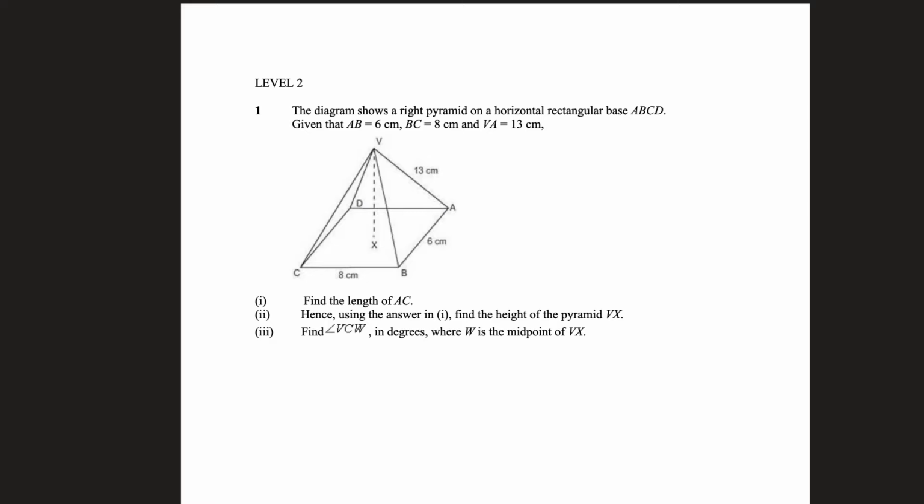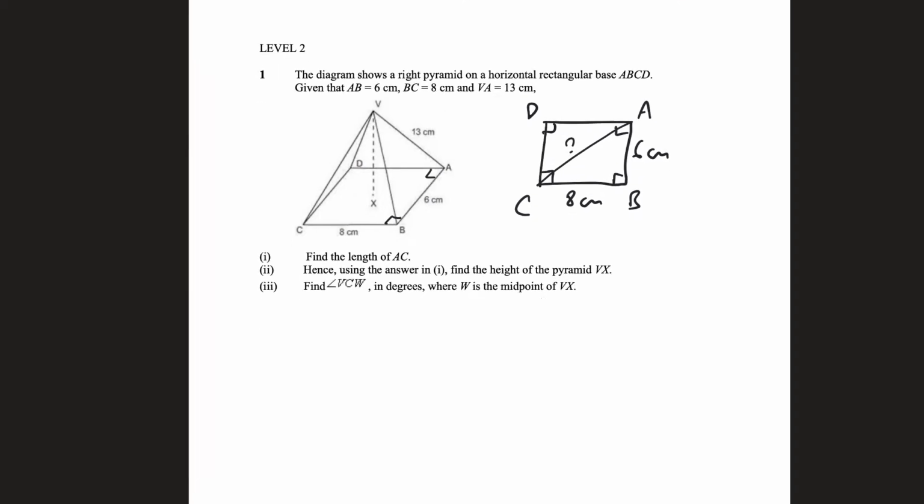So, to do this, we have to look at it from the top of the pyramid, and what we will find is that that is D, A, B, C, with 6 cm and 8 cm, and we're trying to find AC. Right pyramid means all these are right angles. It's a rectangle.